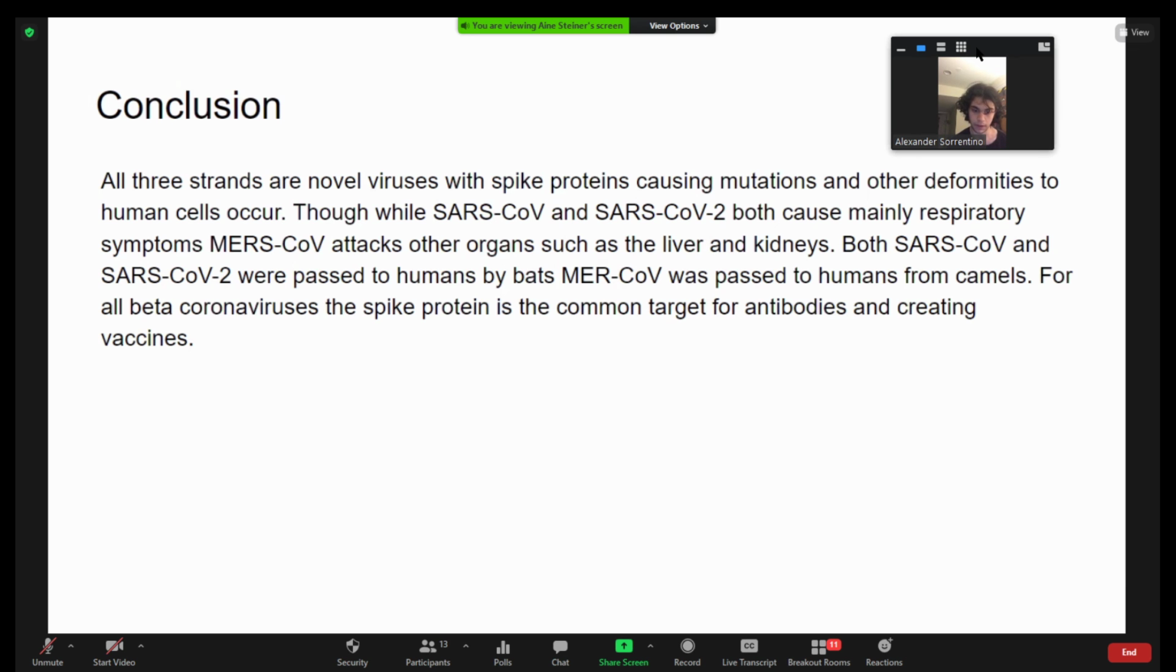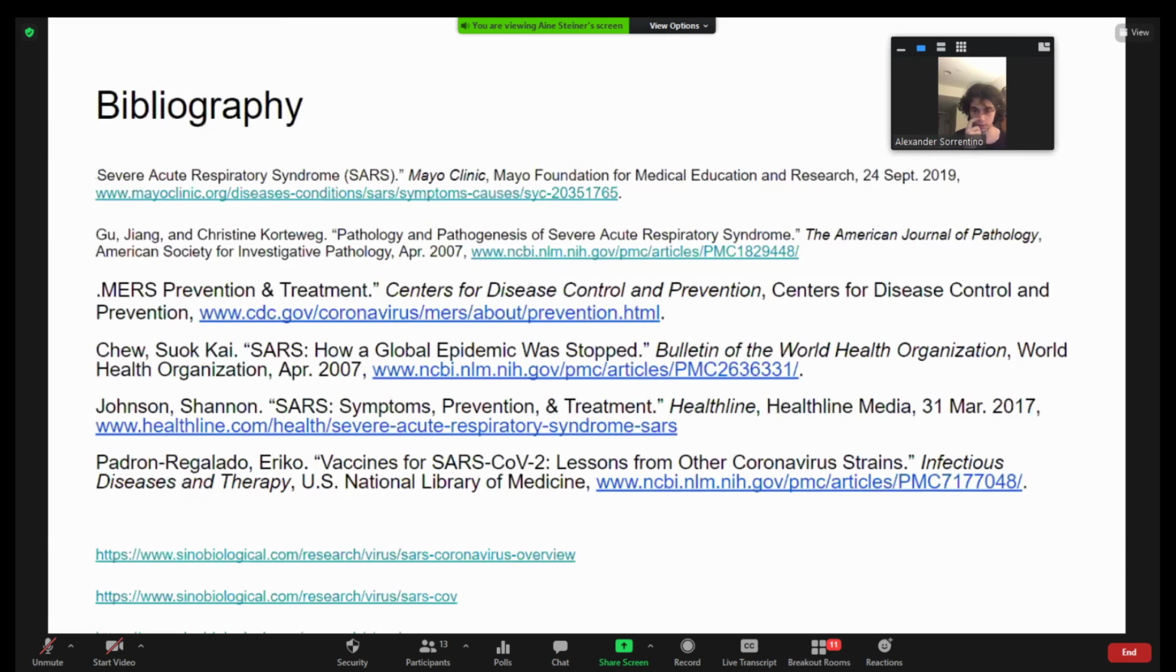But for all of the beta coronavirus spike proteins, the common target for the antibodies is creating vaccines. And that's pretty much it. Then we just have all of our sources here.